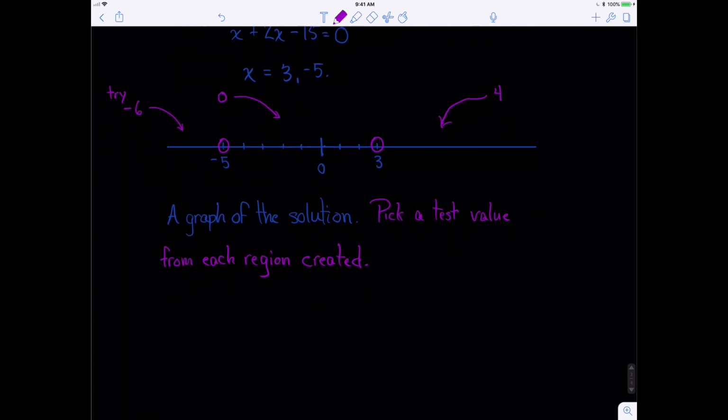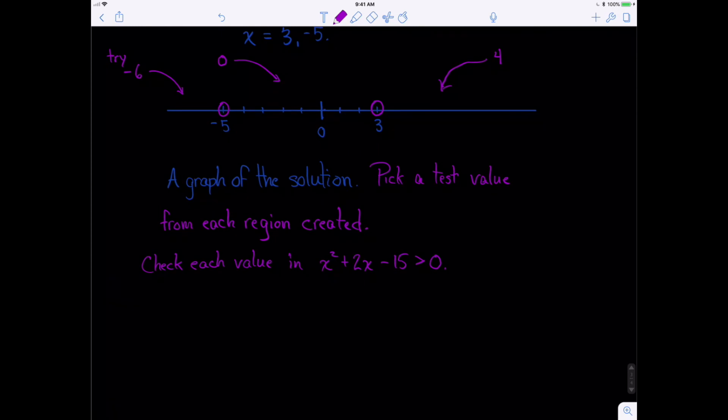So now what we do is check each value in x squared plus 2x minus 15 greater than 0. So there's 2 different ways you could approach this. You can approach it using this form here, or you can approach it using the factored form, and I'll show you both.